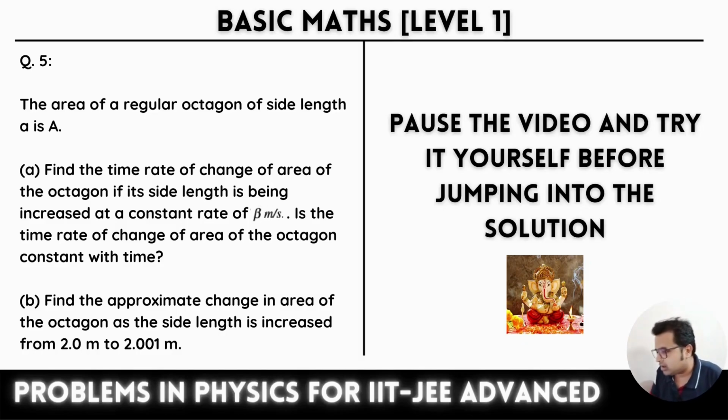So that also you have to find out, whether it is a constant or not. And the B part: find the approximate change in area of the octagon as the side length is increased from 2 meter to 2.001 meter. It is a very easy question. If the side length is increased from 2 meter to 2.001 meter, definitely the area will increase. So what will be the change in area? That you have to calculate. I hope you can very easily do that.